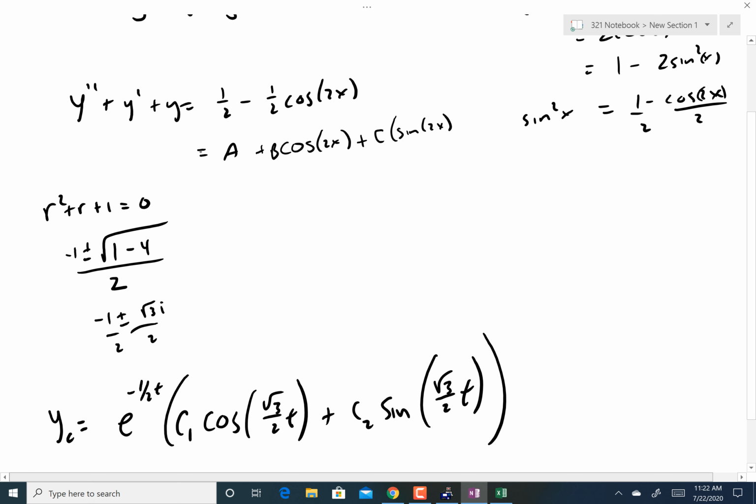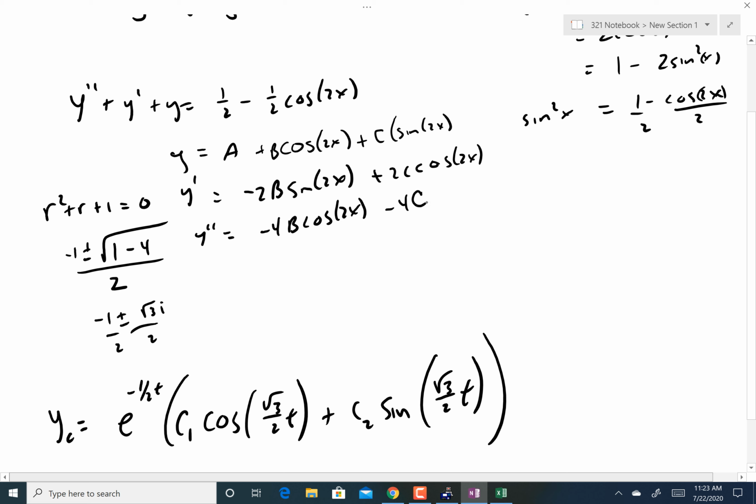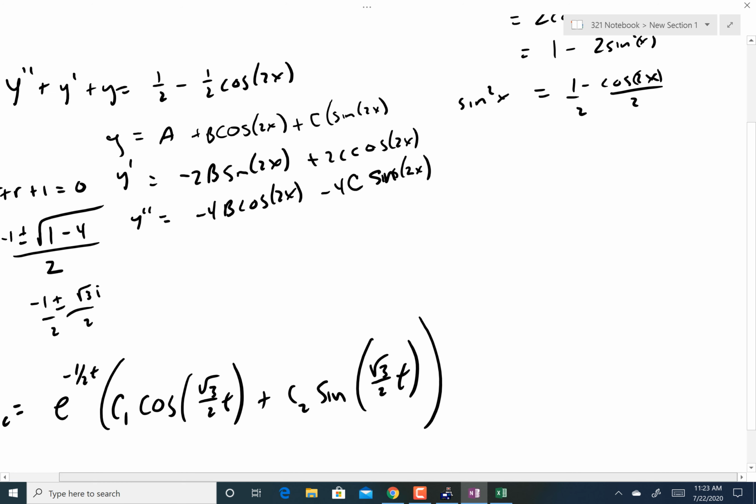Cool, let's do it. So when I do this problem here, I think to myself, all right, cool. So what do I know? Well, and then I need to know this is y. So y prime is going to be negative 2b sine 2x plus 2c cosine 2x. And y double prime is going to be equal to negative 4b cosine 2x minus 4c sine 2x, you moron. Cool. So let's add them together, shall we?